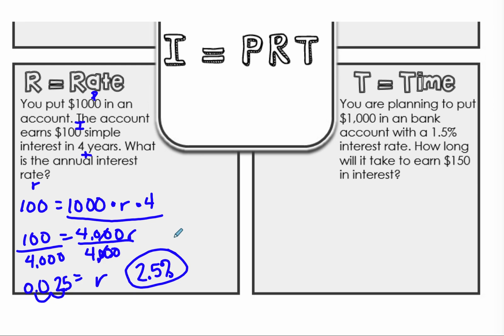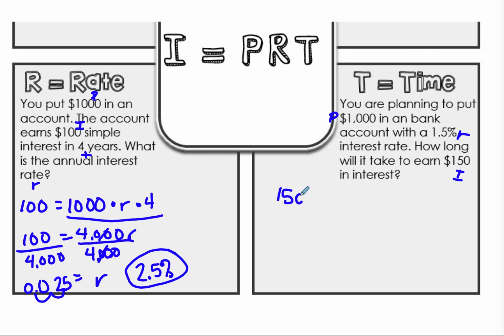All right, and then our last type of problem, looking for time. You are planning to put $1,000 in a bank account with 1.5% interest rate. How long will it take to earn $150 in interest? Okay, this $1,000 is our principal. It's what we start with. The 1.5% is our rate. $150 is the interest.